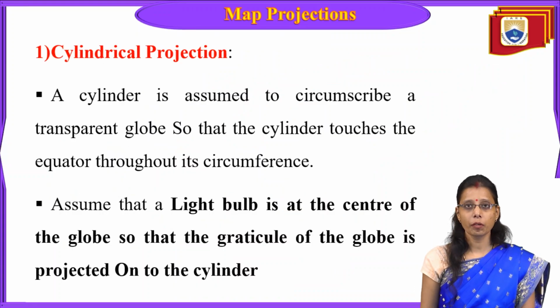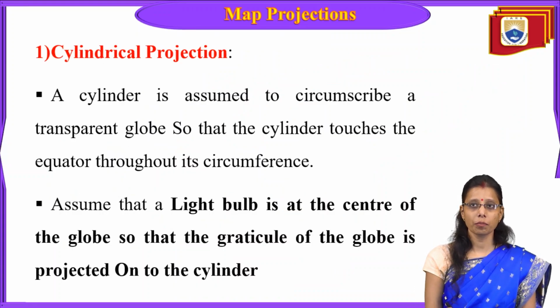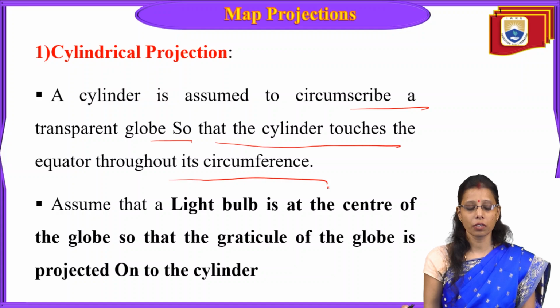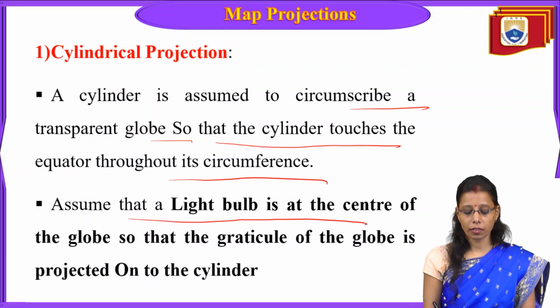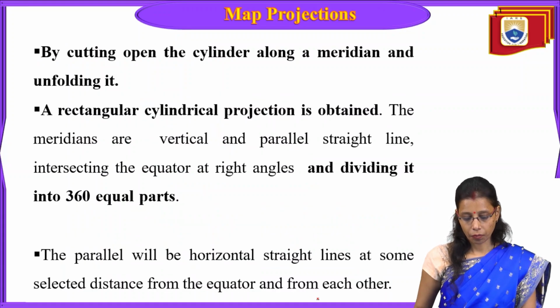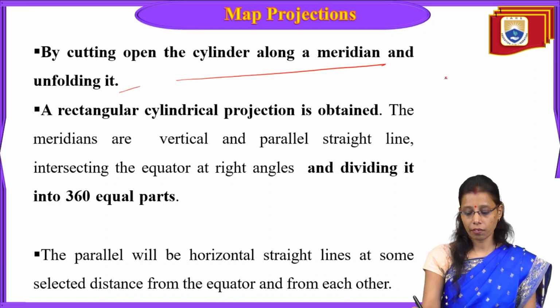Now see, cylindrical projection is assumed to be circumscribed on a transparent globe so that the cylinder touches the equator throughout its circumference. Now assume that a light bulb is at the center of the globe so that the graticule of the globe is projected on the cylinder. By cutting open the cylinder along the meridian and unfolding it, that's what I was telling you.